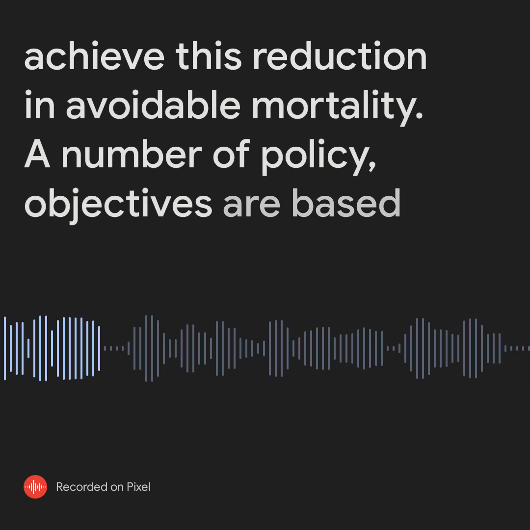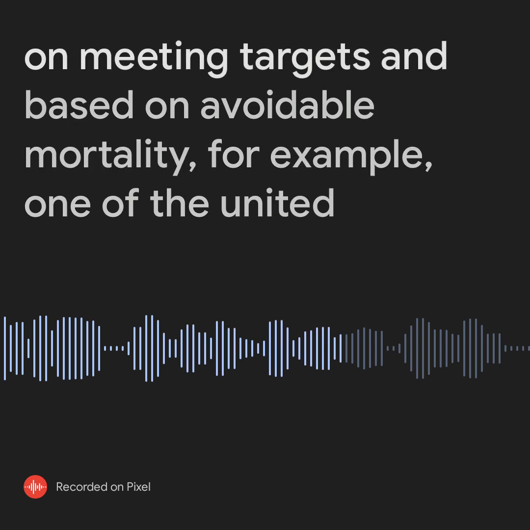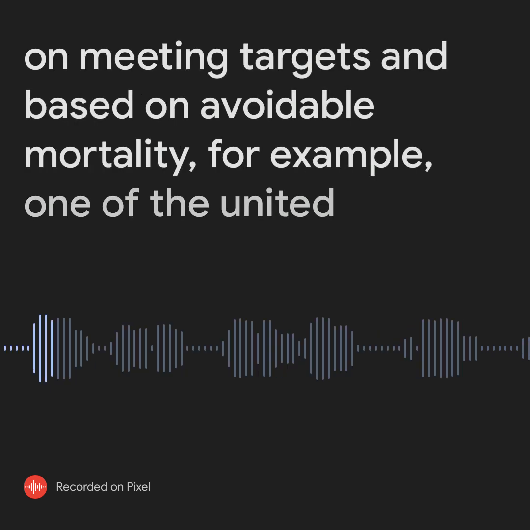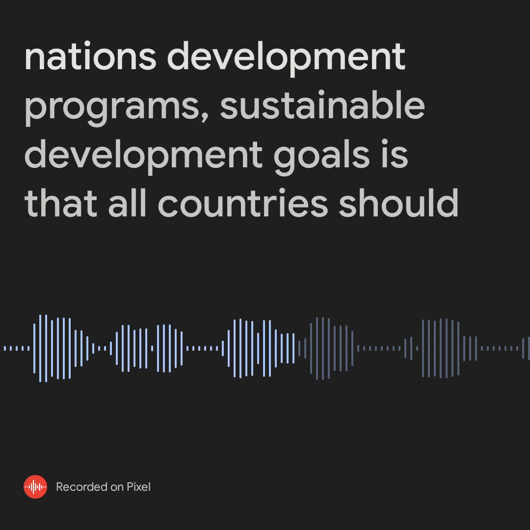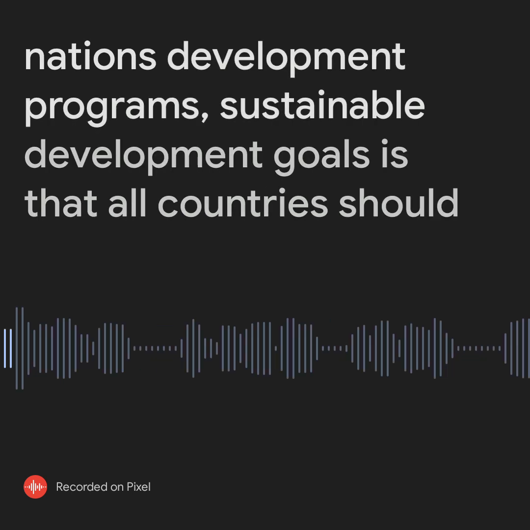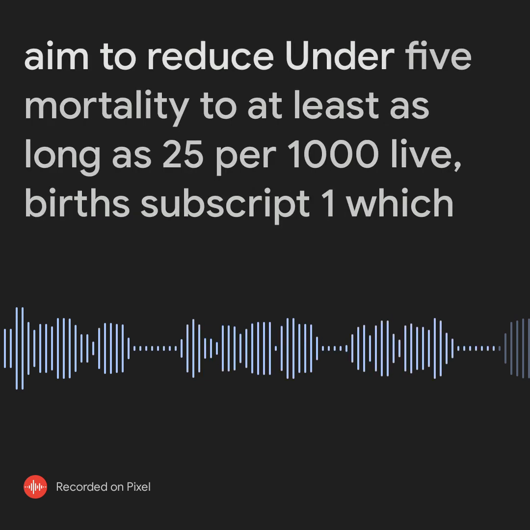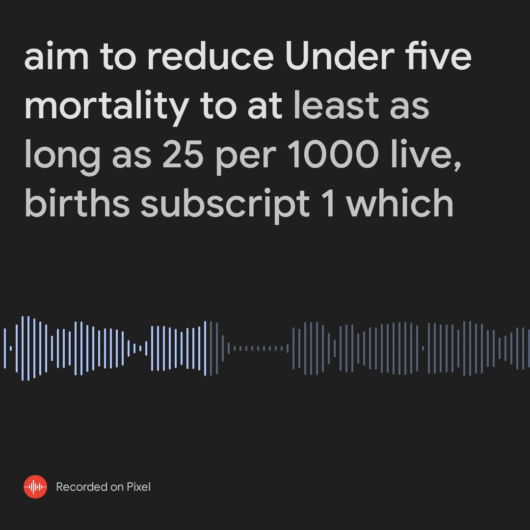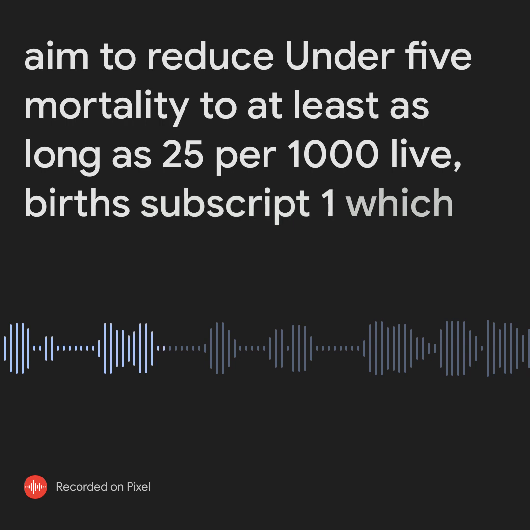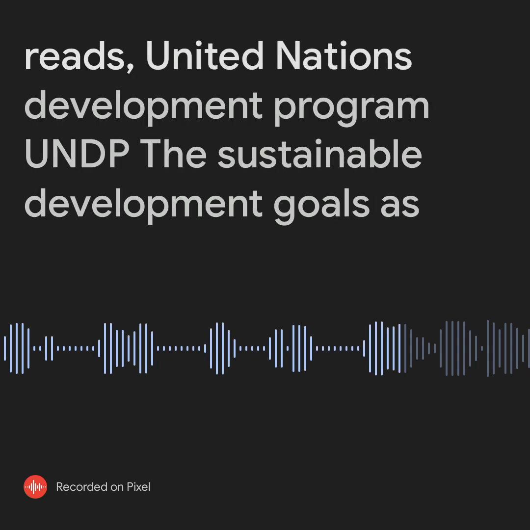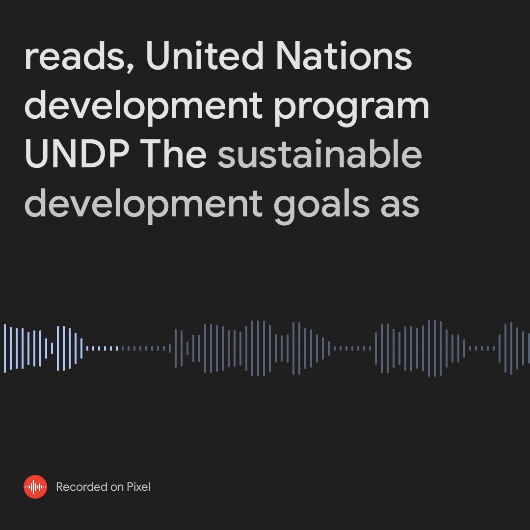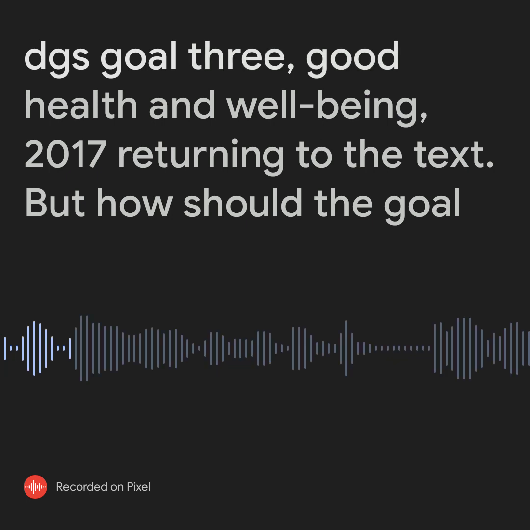A number of policy objectives are based on meeting targets based on avoidable mortality. For example, one of the United Nations Development Program's Sustainable Development Goals is that all countries should aim to reduce under 5 mortality to at least as low as 25 per 1,000 live births. Superscript 1, which reads: United Nations Development Program, UNDP. The Sustainable Development Goals, SDGs, Goal 3, Good Health and Well-Being, 2017. Returning to the text.